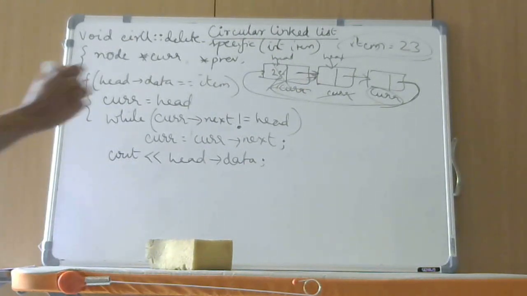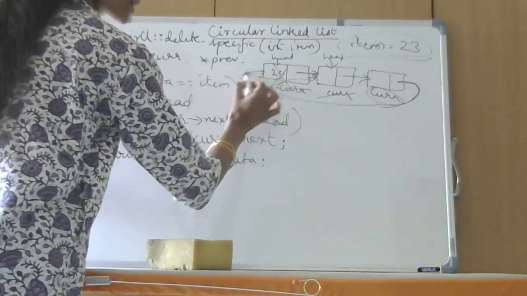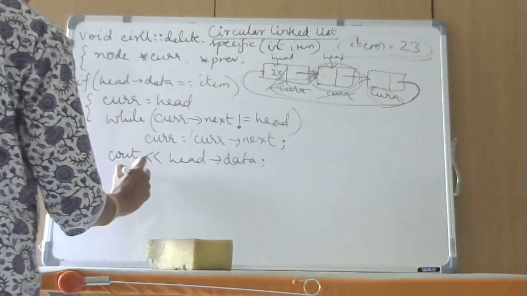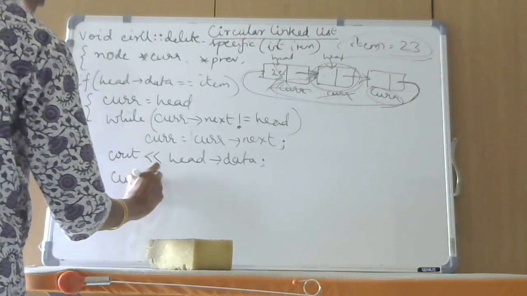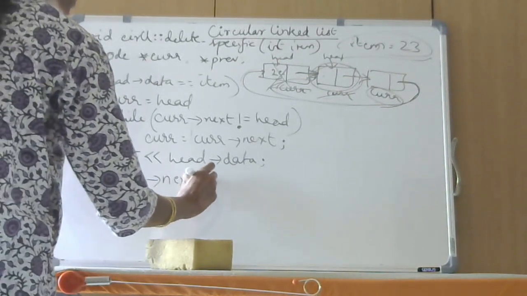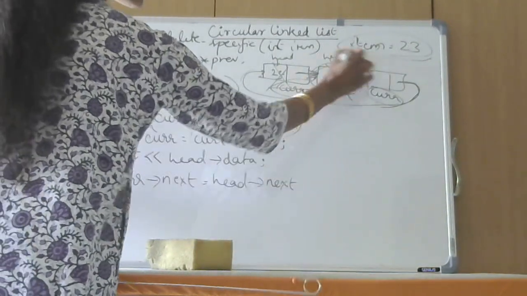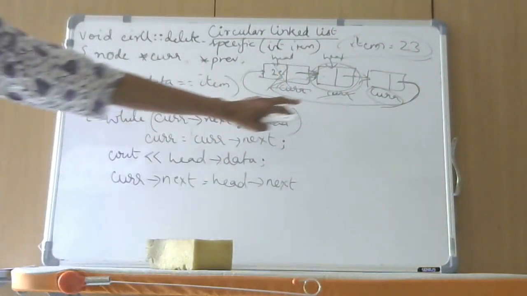How do I write that? Current of next will become, we'll have to point here. How do I access this? This is nothing but head of next, right? So I will write current of next is equal to head of next because it should point to the second element. How do I access the second element?